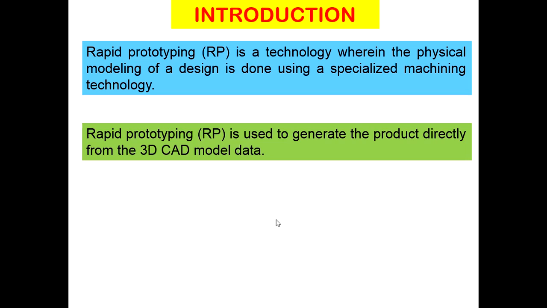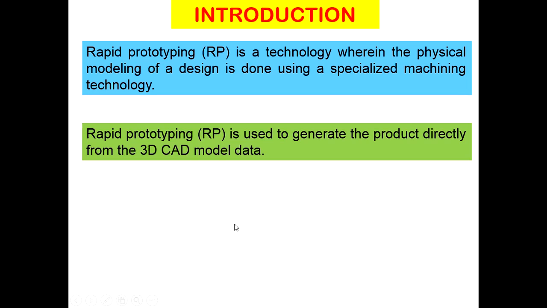This 3D CAD model you have to develop with the help of software, and the input to the machine will be given from this 3D CAD model, and we can directly manufacture the component from this 3D CAD data. Whatever software you are using for the 3D CAD, the output of this software will be given as input to the machine. That is a special machining technology. It is called rapid prototyping machines.